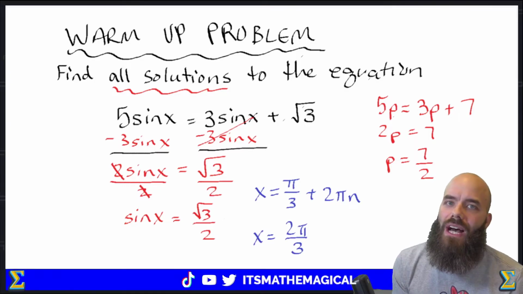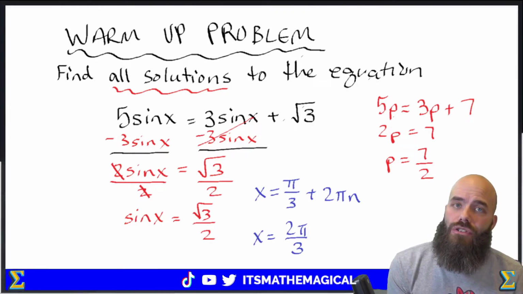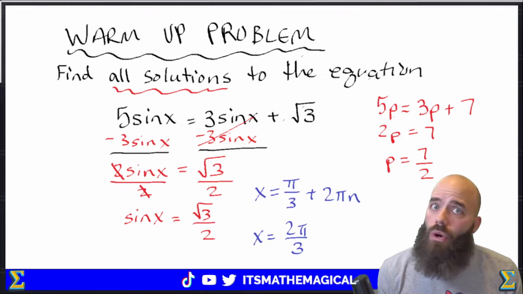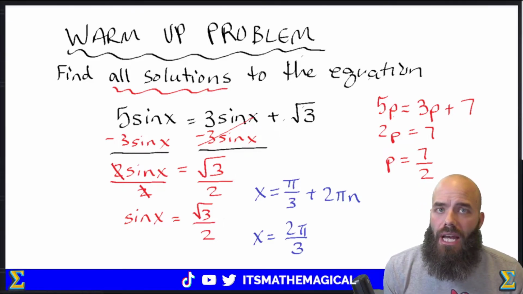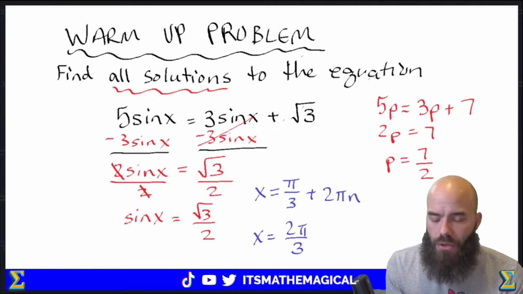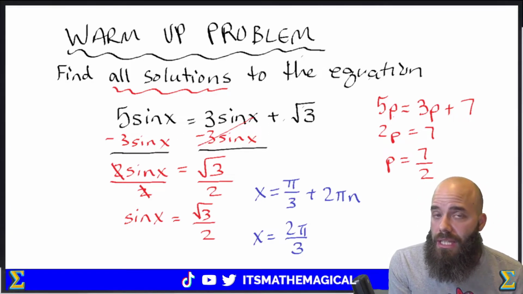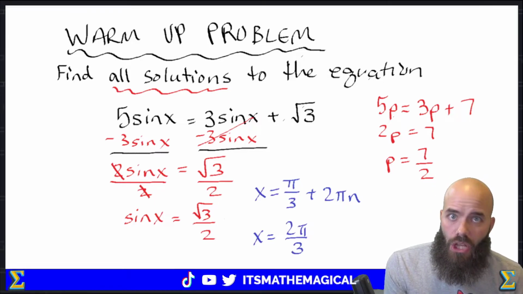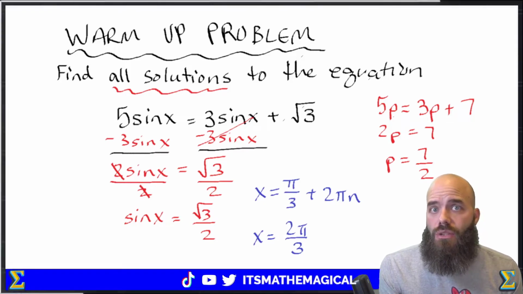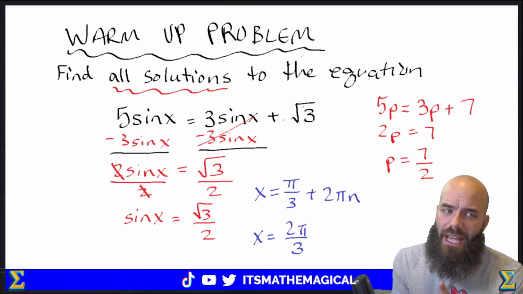And we need to define n as being an integer between negative infinity and infinity. 0, 1, 2, 3, 4, 5, as well as negative 1, negative 2, negative 3, and so on. So if you plug any of those values in for n, those coterminal angles will also give you a sine value of square root of 3 over 2. But we actually have to write down that n is an integer.